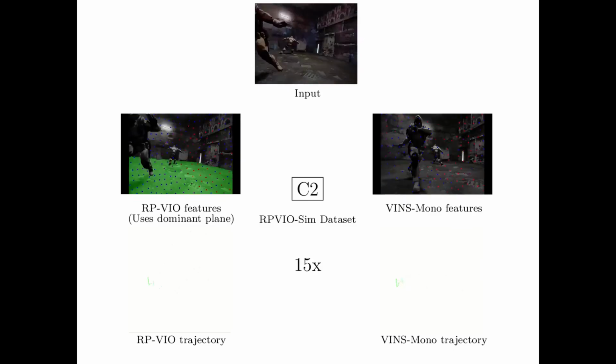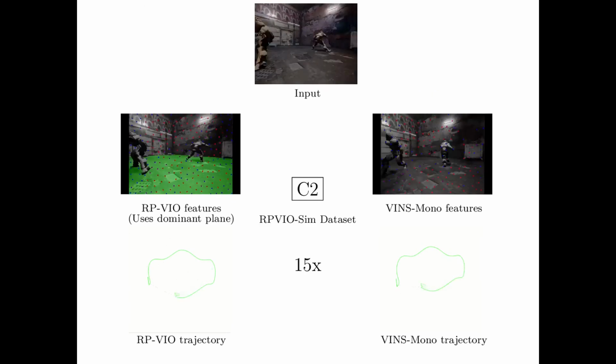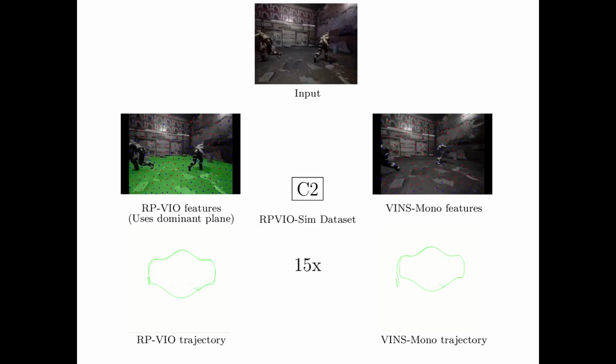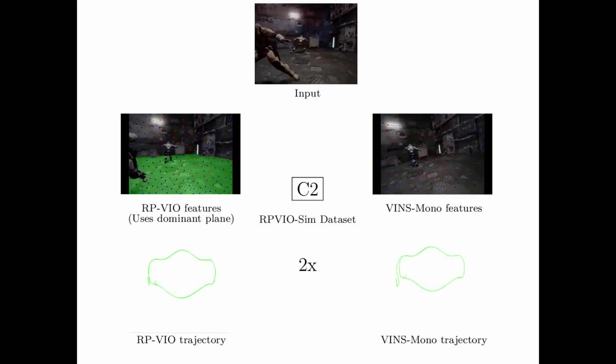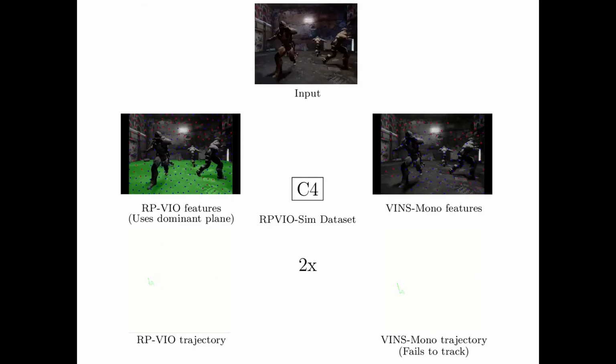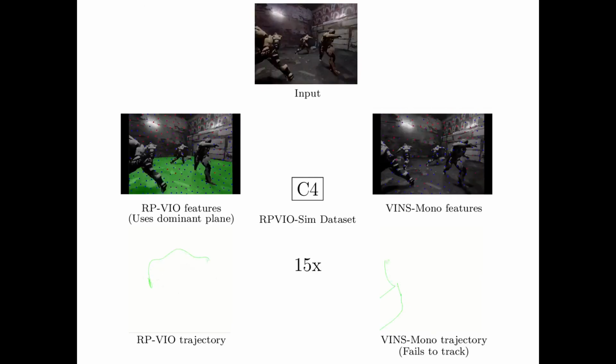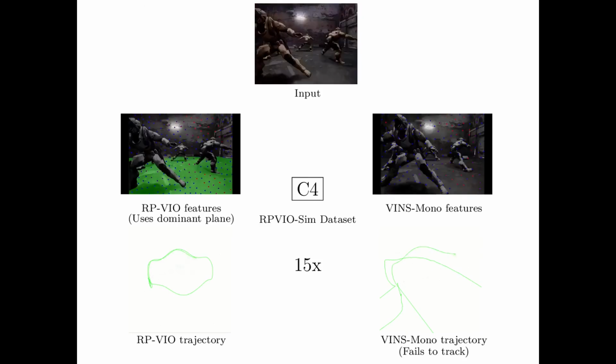Here we show some qualitative results of our system in comparison with VINS-Mono on our dataset. We see that VINS-Mono fails to track in the C4 sequence, while ours continues to track robustly in all the sequences.